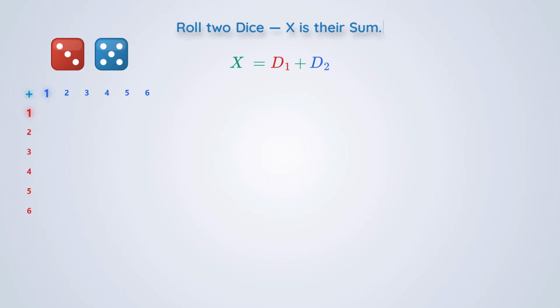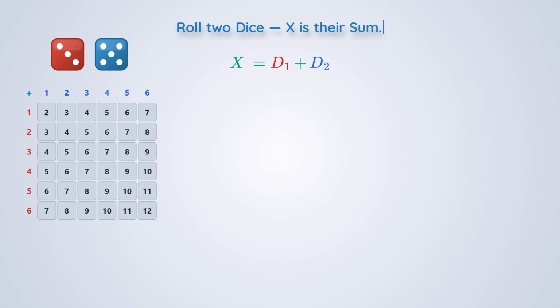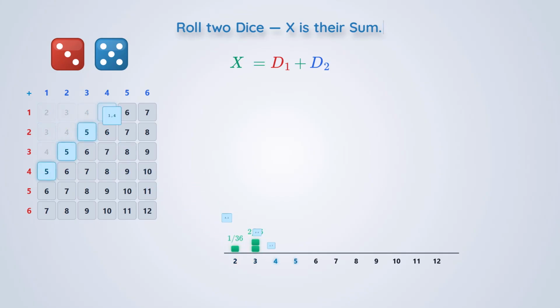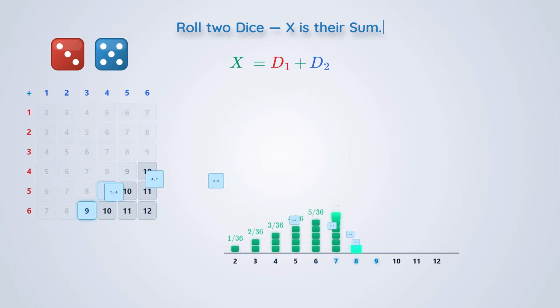First cell, a 1 and a 1. Their sum is 2, and that is the only way to make it. 3 happens 2 ways, 1 and 2, or 2 and 1. Fill the rest. Every diagonal shares one sum, 2 up to 12. Now lay those totals along an axis, one column per sum. Slide each diagonal straight down onto its column, and the counts become a mass diagram.